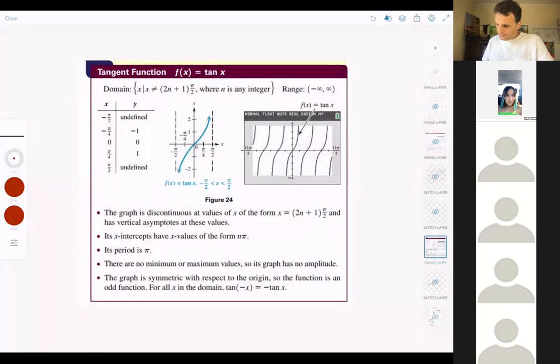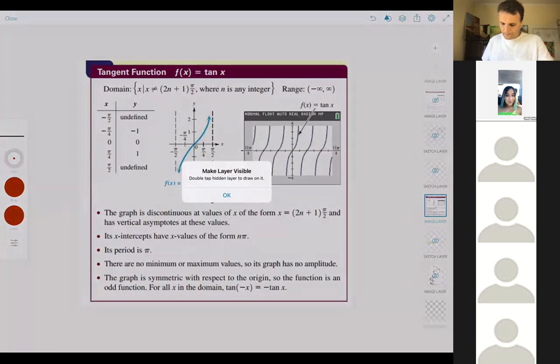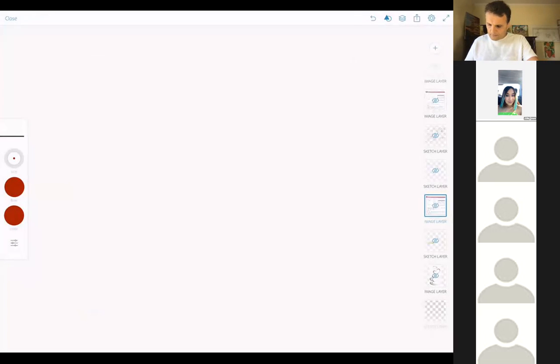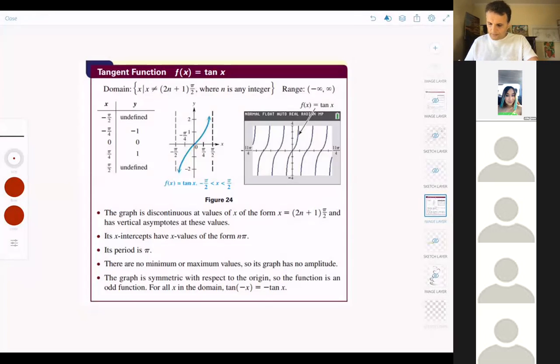Make layer visible. This is visible. Oh my God, what's happening here? Okay, it doesn't like the image layer.